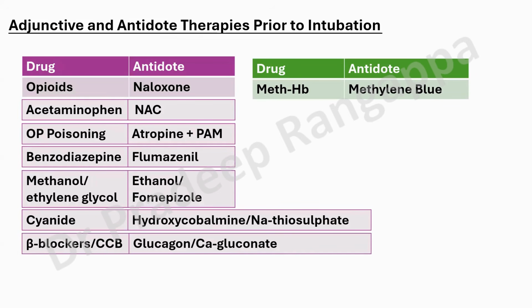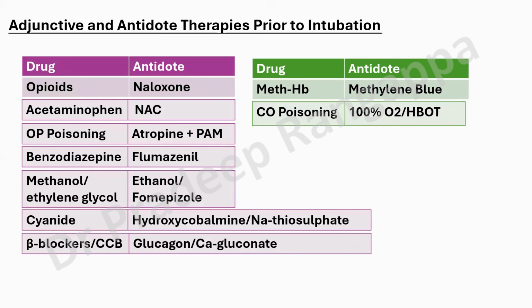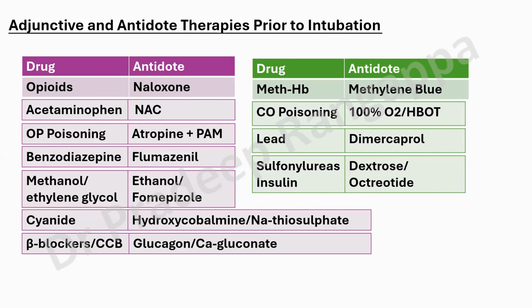We've had a methemoglobinemia patient where methylene blue is the antidote. Carbon monoxide, you have to oxygenate them at 100% oxygen. If you have HBOT facility, you could subject them to HBOT. Lead poisoning, dimercaprol. And hypoglycemia, which we see commonly due to insulin or sulfonylurea, dextrose and octreotide. These are some of the antidotes you have to keep in mind whilst taking care of the airway, so that intubation can be avoided by reversing the toxicity effectively. That is another clinical acumen that one needs to exercise.